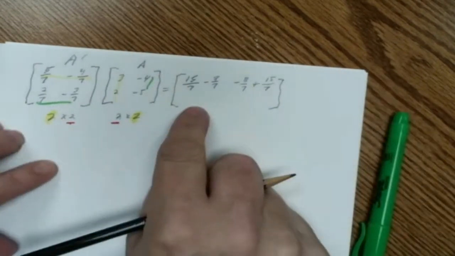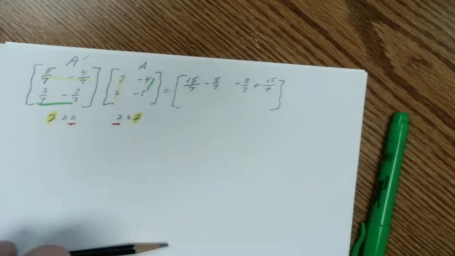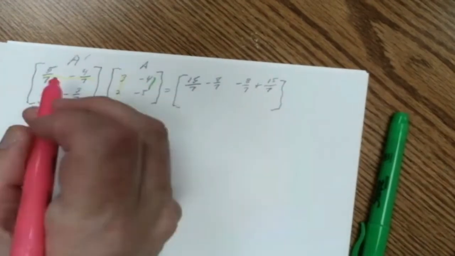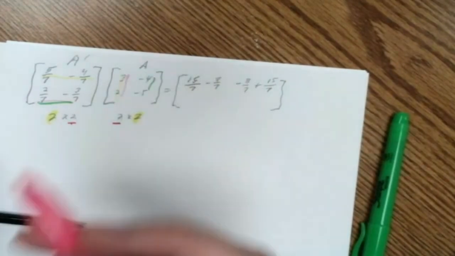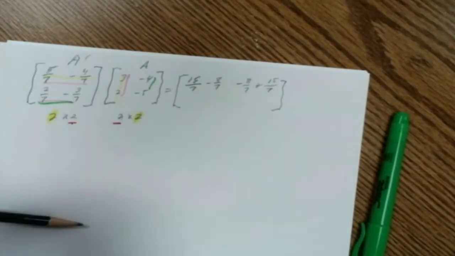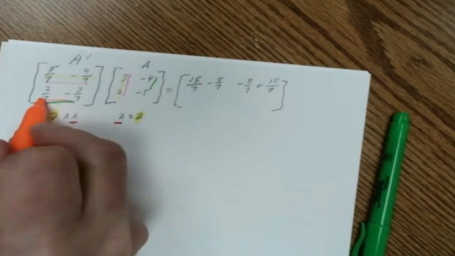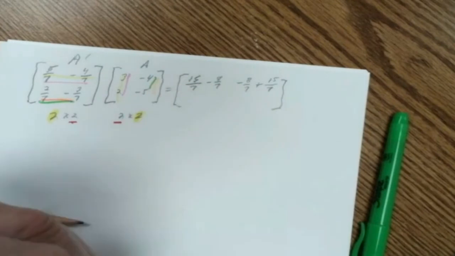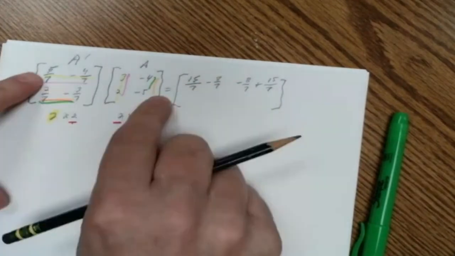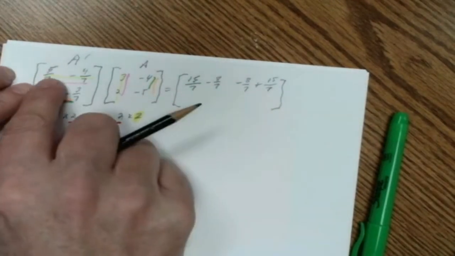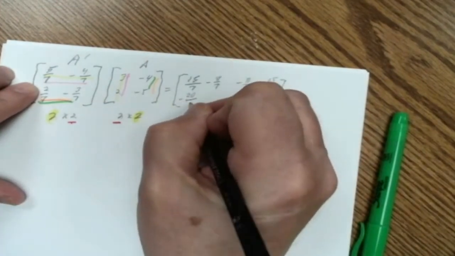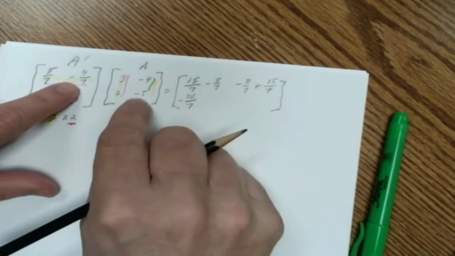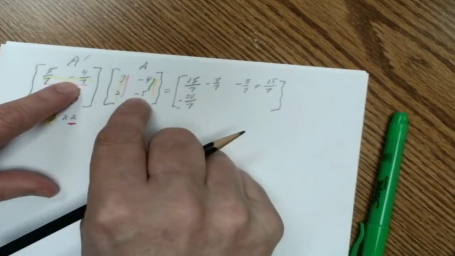Okay, now for this one, we jump down to the second row in the first column. Oh, I'm sorry, first row, second column. This is the orange one for the second. So again we go back to the first row, but we jump over to the second column. So 5/7 times negative 4 is negative 20/7. Negative 5 times negative 4 is positive 20/7.